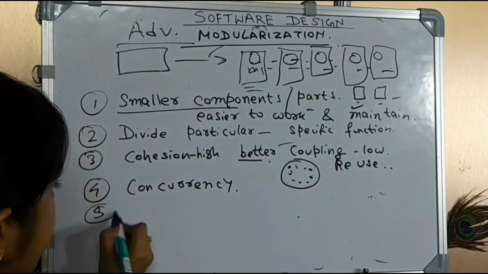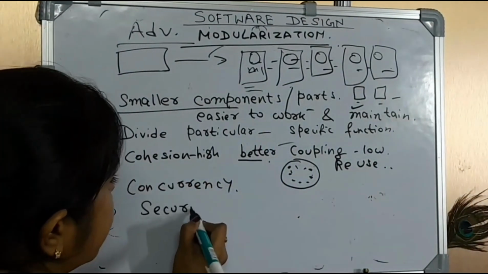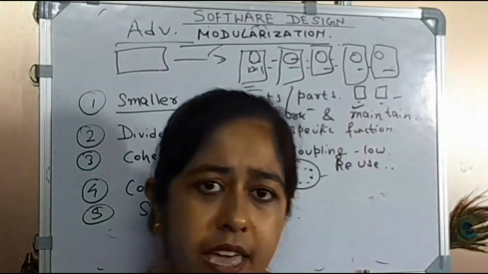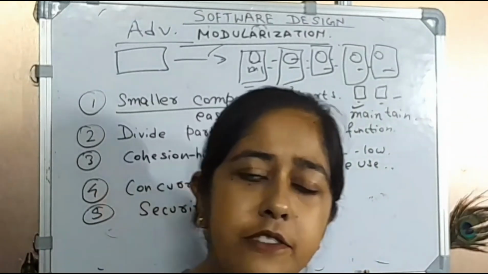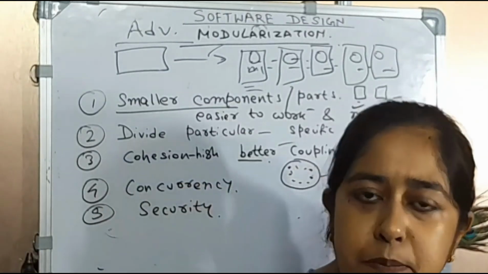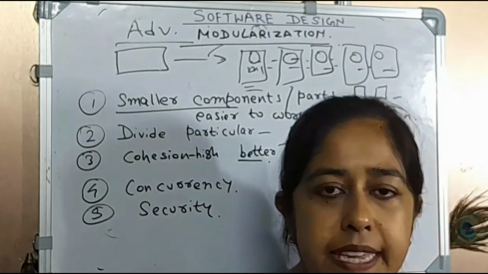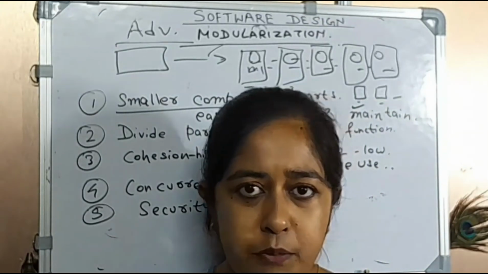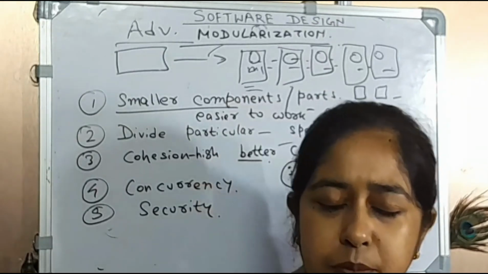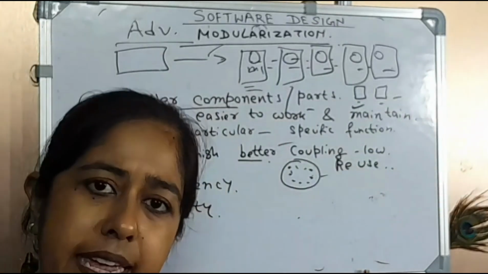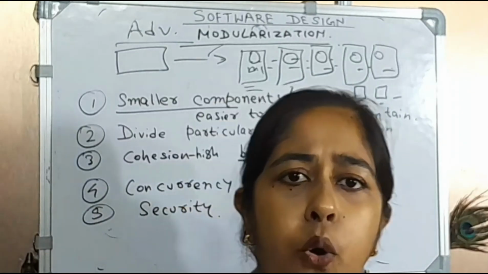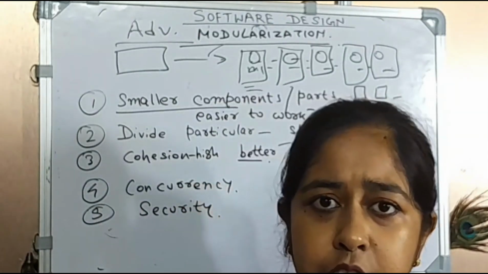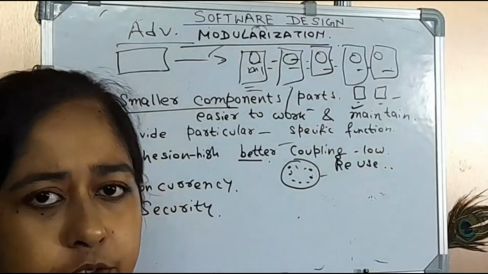And the fifth one is security. For any particular module, you can easily give security. The security aspect can be dealt with very easily in this module-specific system. When you are breaking the system up, you have security specific to each module. If the security is challenged by anything, then only that particular module is affected, not the whole system. So you can easily deal with that one.